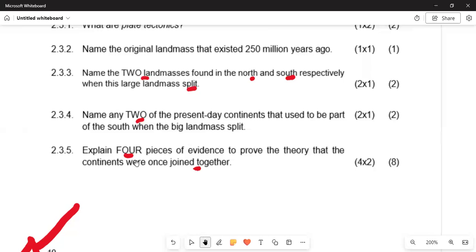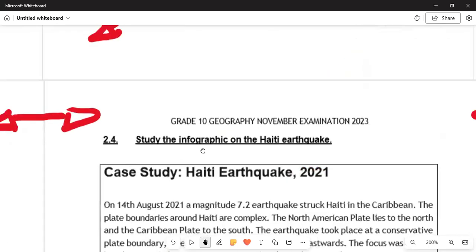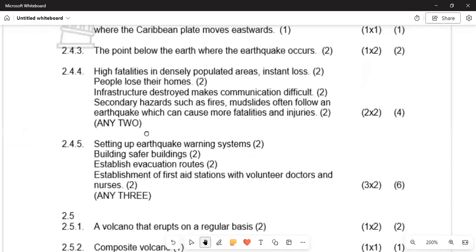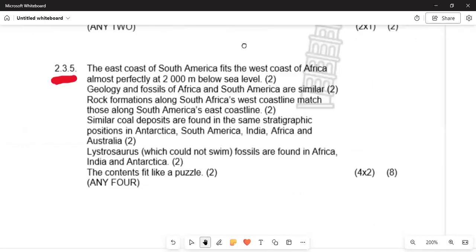And then we want to know the pieces of evidence that have been asked for here. All right, let us see the pieces now. For 2.3.5, we are saying the east coast of South America fits the west coast of Africa. So there's a puzzle; you can see a missing puzzle piece fitting almost perfectly. The rock formations along the coastlines of South America, India, Africa, and Australia.